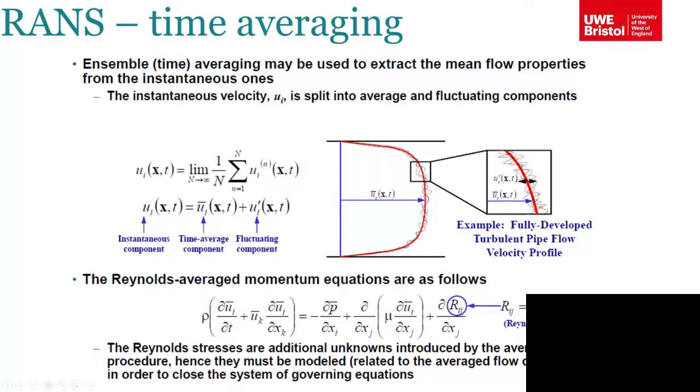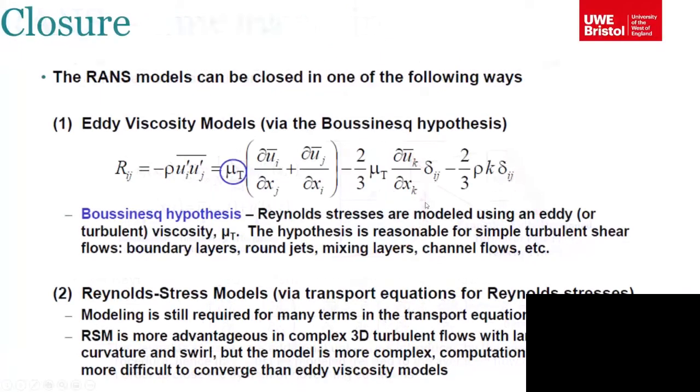So because of turbulence, you have the Reynolds stress, what you call the Reynolds stress tensor. This Reynolds stress tensor is modeled, meaning you give an approximation for that. Closure means that because you have a larger number of unknowns than the number of equations, you need to close the set of equations.